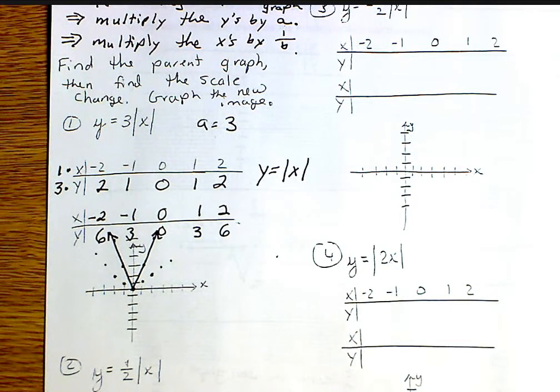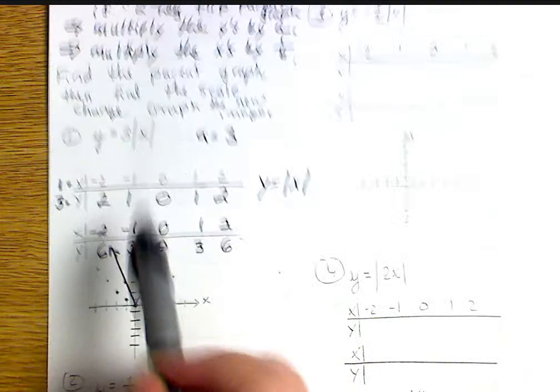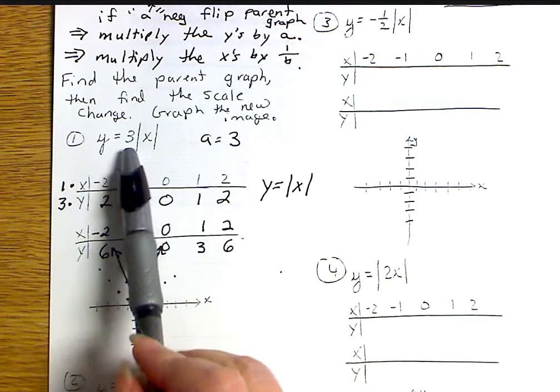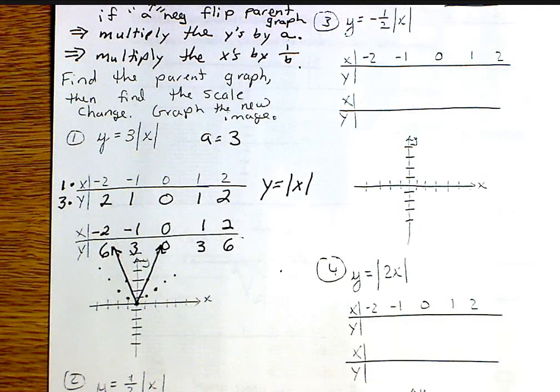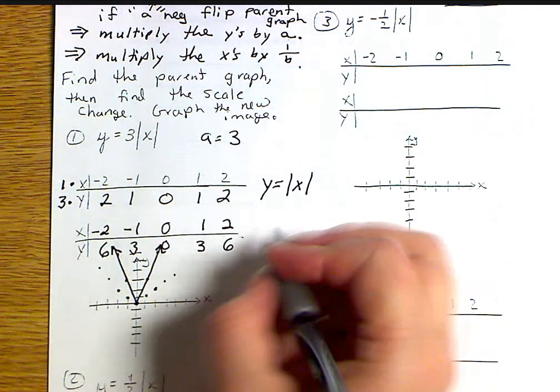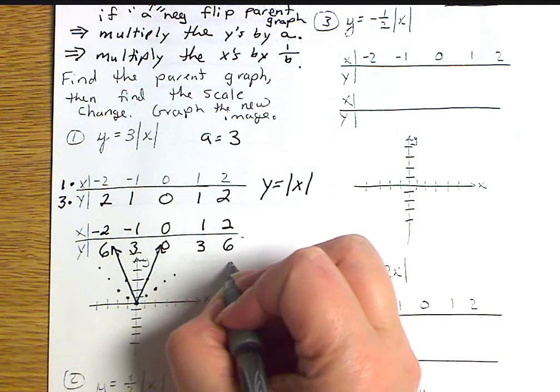So, my question to you is what happened when you had that 3 out there? It made it narrower, right? The next page is going to ask us that, so you can say makes narrower.